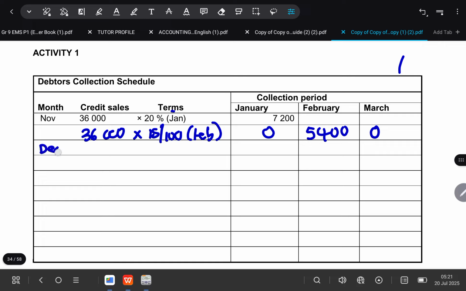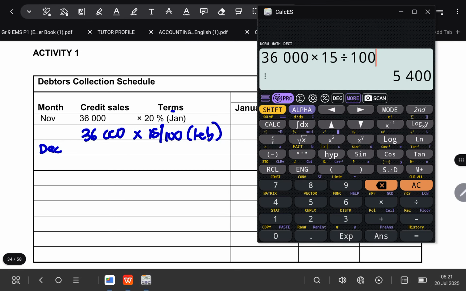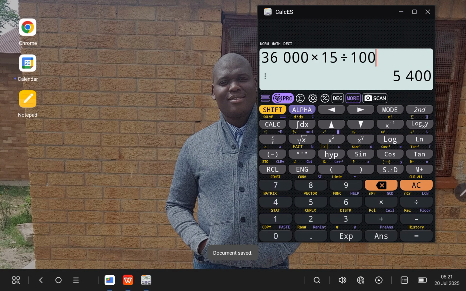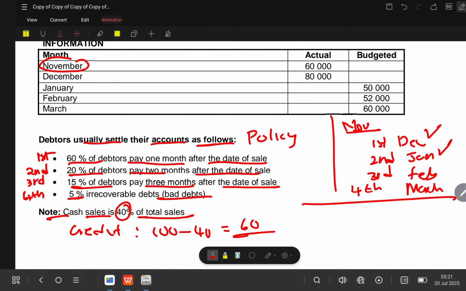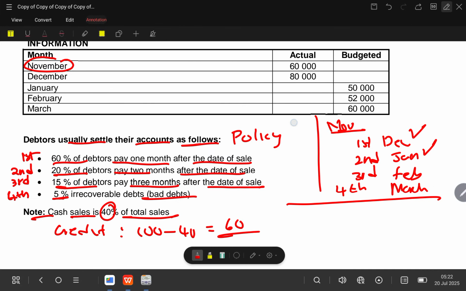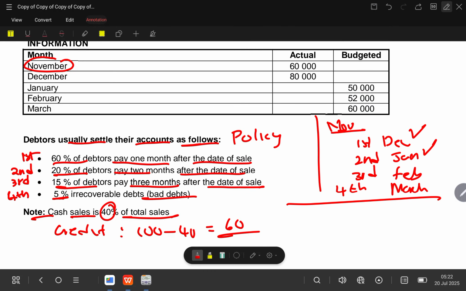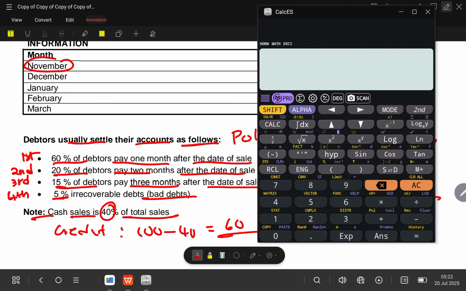Now we need to get the credit sales for December. How much was our credit sales? So remember, to get your credit sales, let me show you how they got the credit sales for November. They said 60,000, and then they multiplied by 0.60, which gave them 36,000. That's how they got the credit sales.